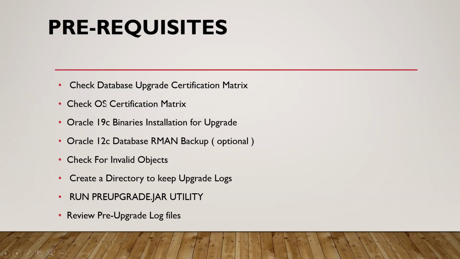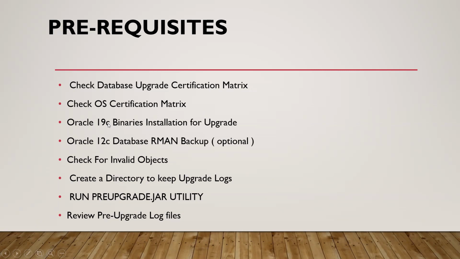Check the OS certification matrix. Whether you are using IBM AIX, HP, a Linux flavor, Solaris, or Windows, whichever operating system you are using, that operating system must be certified with this database version. We need to check that from the support.oracle.com certification location. Then we need to download the binaries from the e-delivery portal and copy them to our server. There we need to install Database 19c.